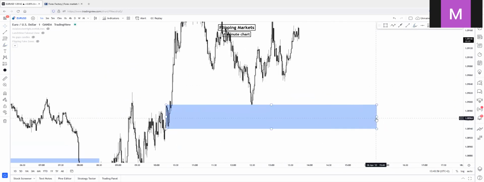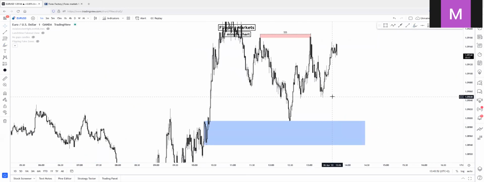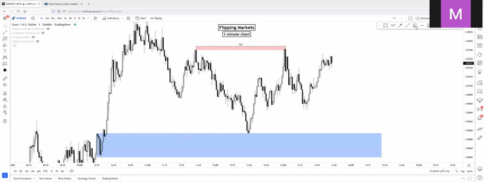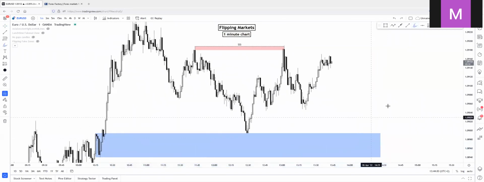So I'm expecting a deeper mitigation of this demand zone. And usually these expected deeper mitigations, sorry, are usually playing out well. So these are usually happening. So I really expect the deeper mitigation of this zone.